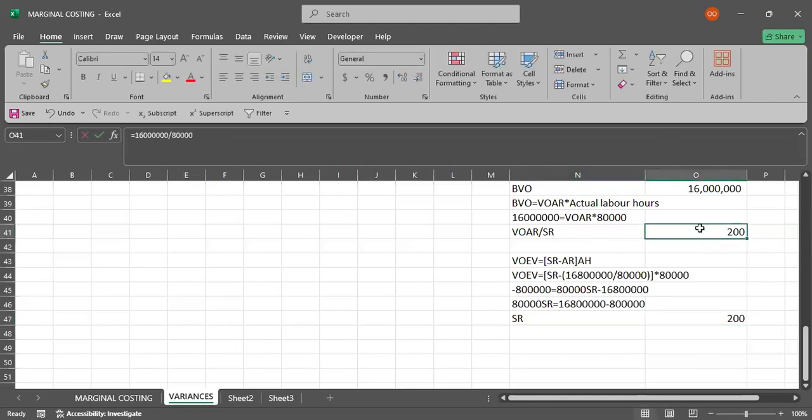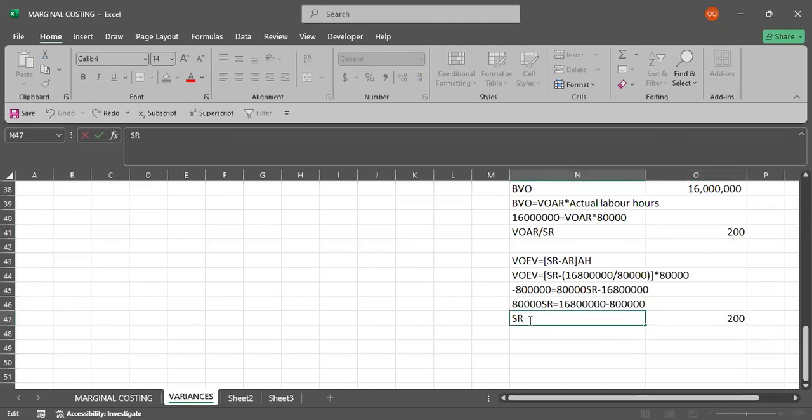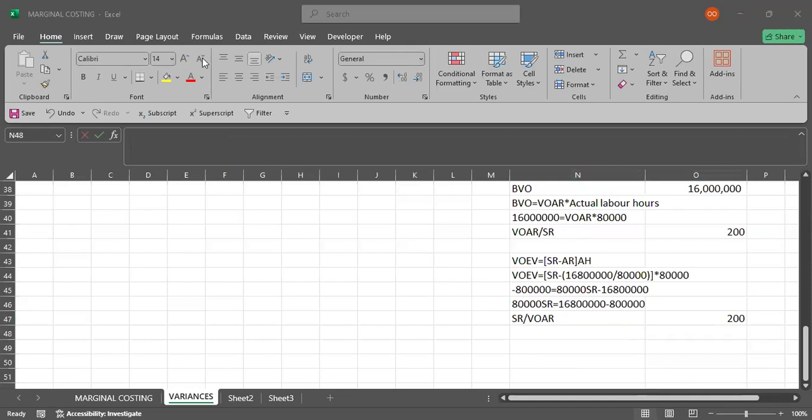Good. So you can see our first method is giving us 200. Our second method is giving us 200. And of course, our standard rate here is the same as variable overhead absorption rate. Are we together up to that point?